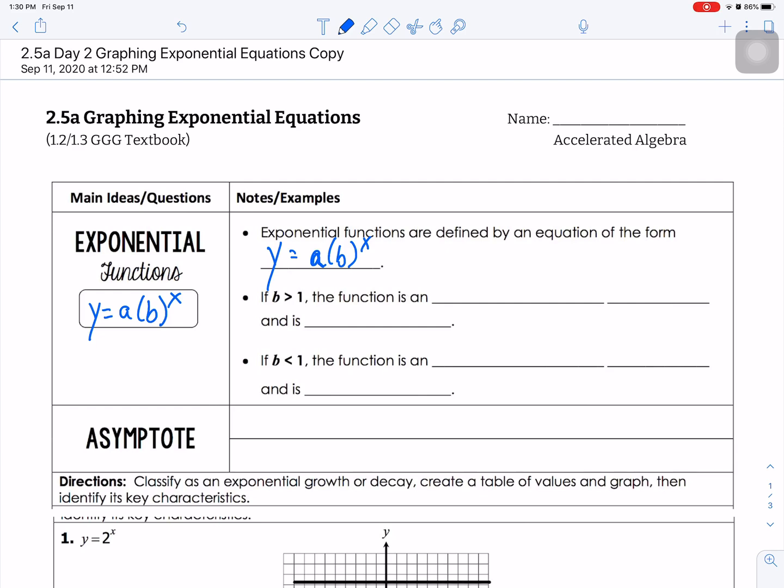So if b is greater than 1, the function is an exponential growth, and is going up. So it'll look something like this form, and that curve can change a little bit. Where it starts, where it ends, how fast it goes up, that can make a big difference.